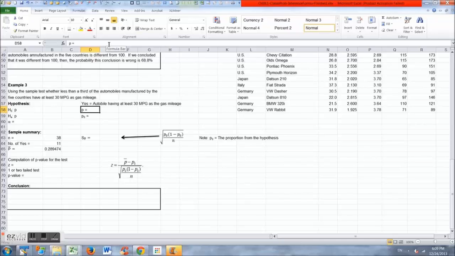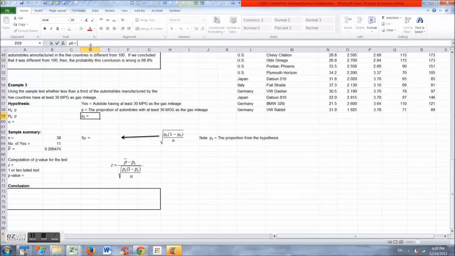Okay. Then P will be the proportion of automobiles with at least 30 mpg as the gas mileage. And P sub 0 is the value for P in the hypothesis.